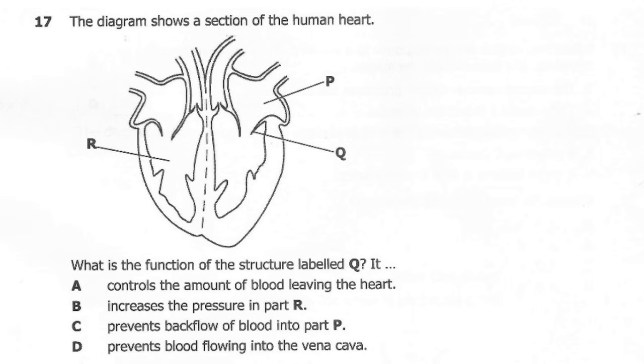Well done, chat. The correct answer here is C. So part Q, which is the bicuspid valve, will actually prevent backflow of blood into part P, which is the left atrium.